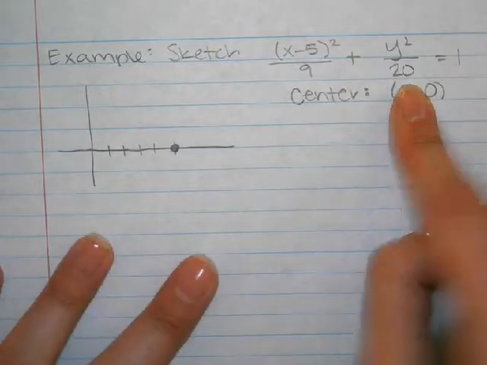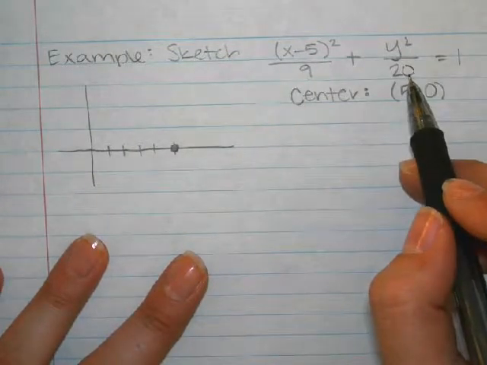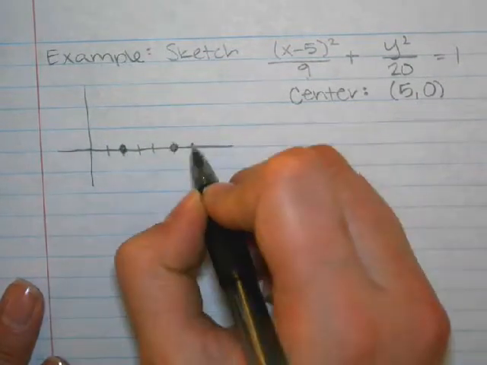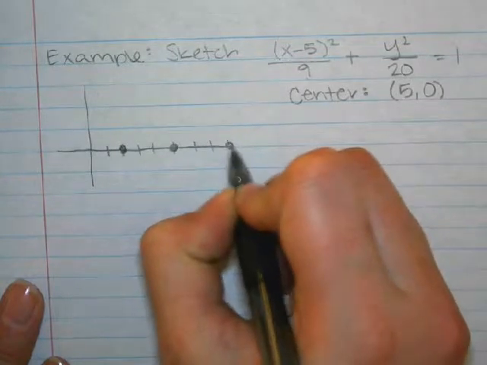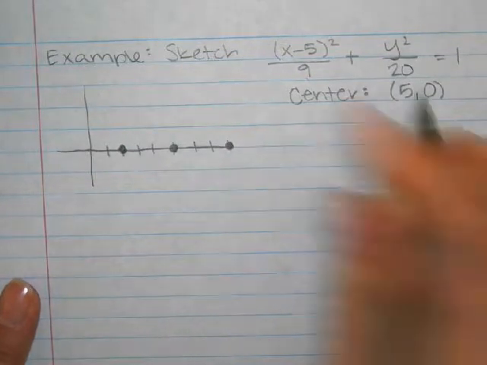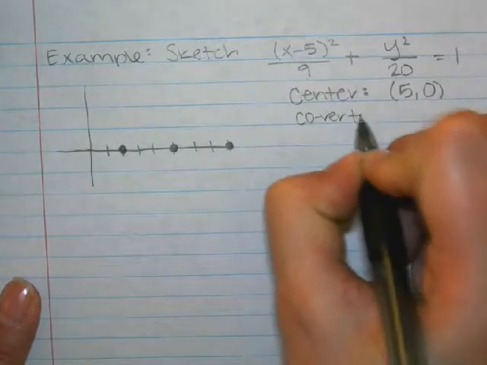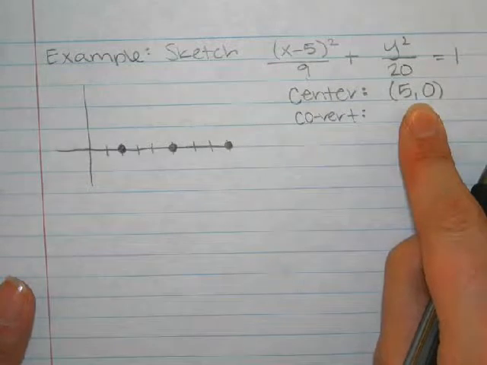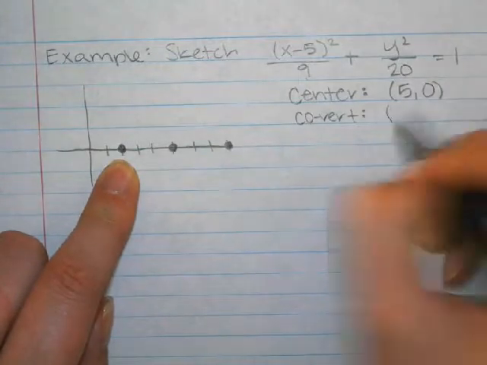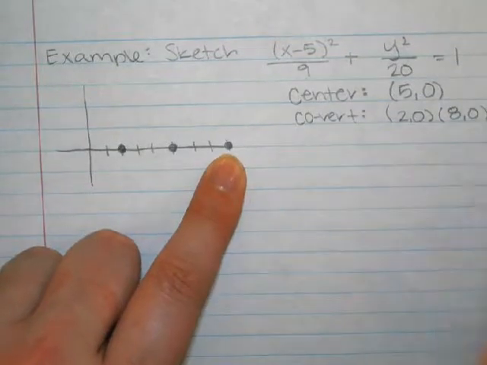Okay. All right, so do you guys want to sketch the part where we go left and right 3, or the part where we go up and down 4.5? 3? Okay, so we'll go left, 1, 2, 3. We'll go right, 1, 2, 3. Did we just draw the vertices or the co-vertices? The co-vertices, because that's a smaller amount. Okay. So I can go ahead and write my co-vertices. So I took the point 5, 0, and I went to the left 3, and I went to the right 3. So what are my 2 points? 2, 0. Yep.